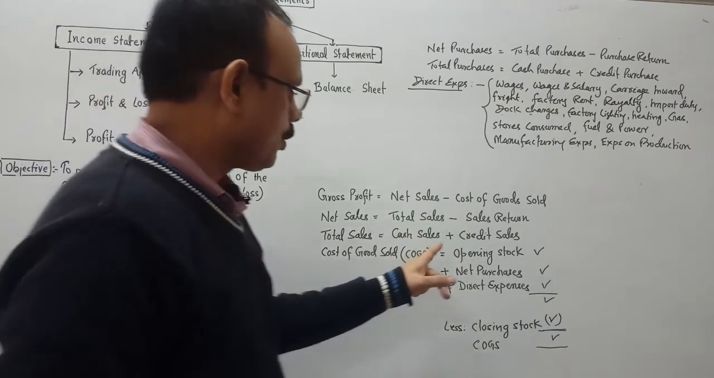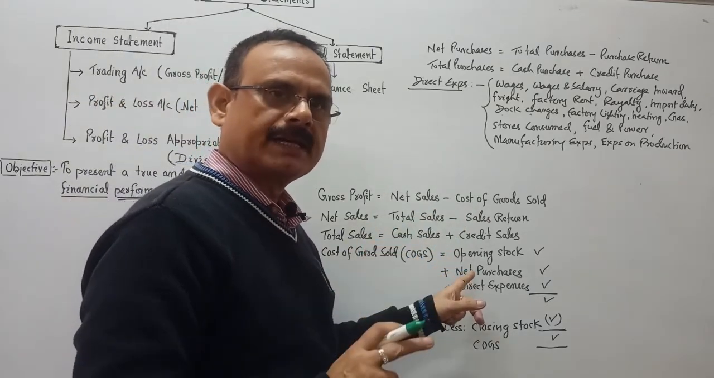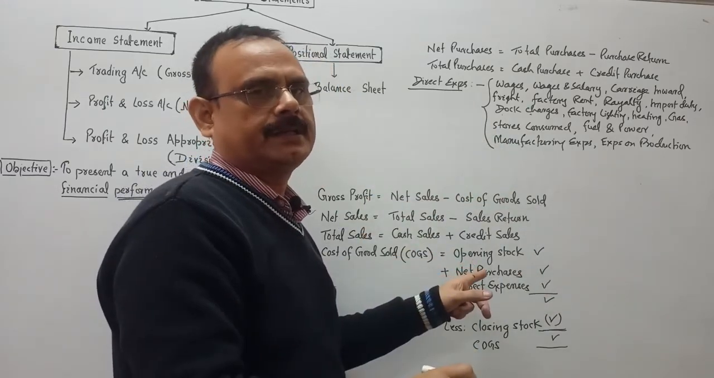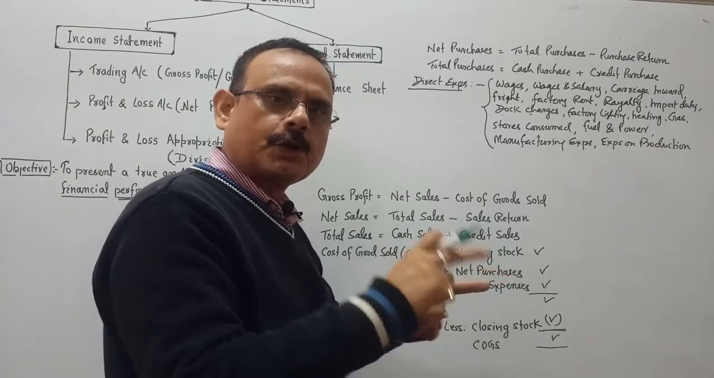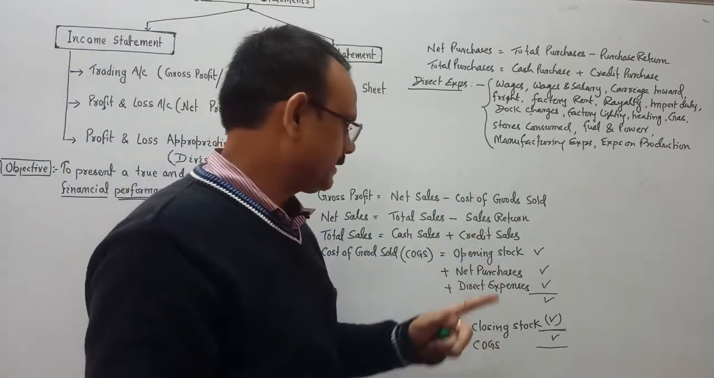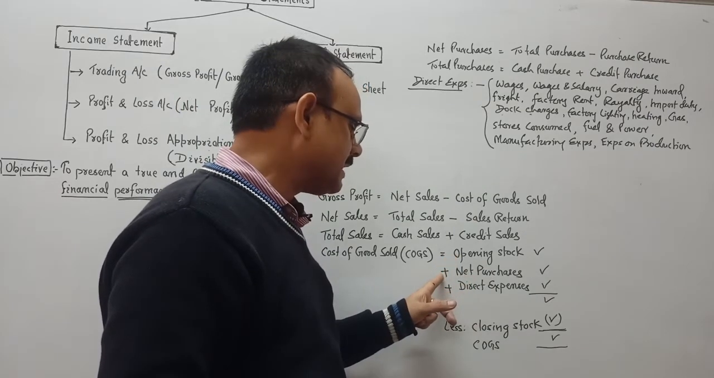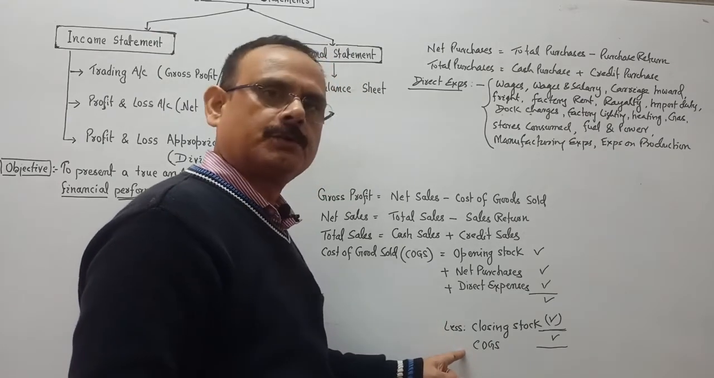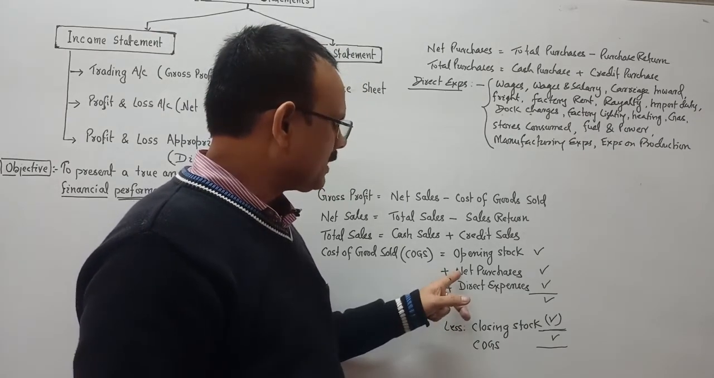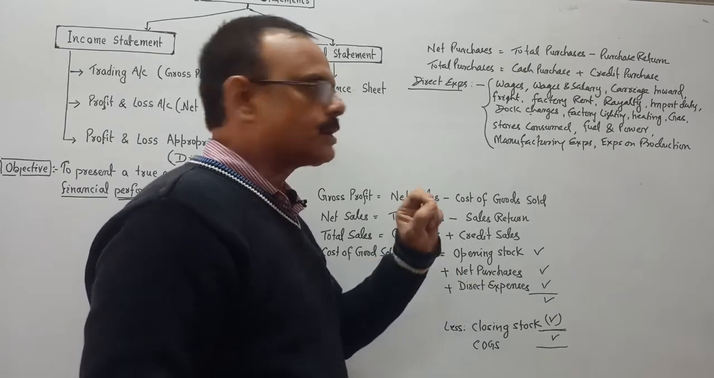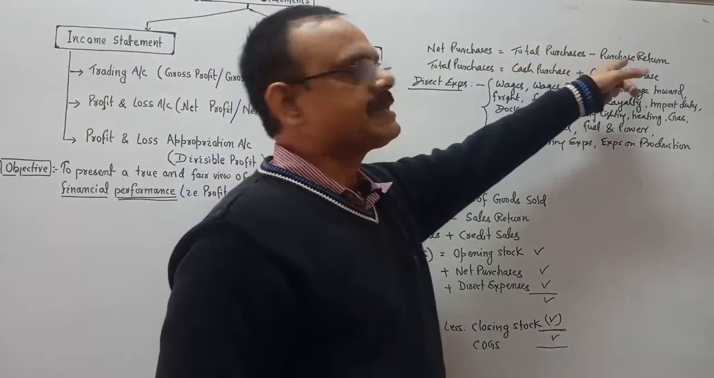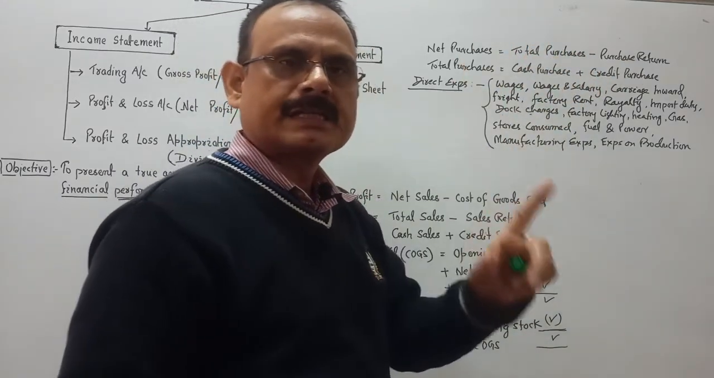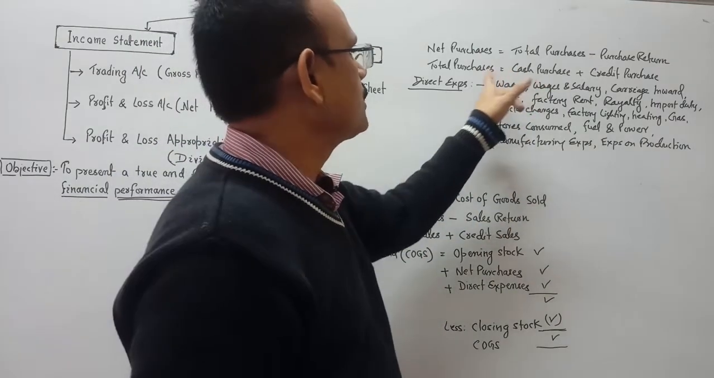Cost of goods sold is equal to opening stock at the first day of the financial year. The last year closing stock becomes the opening stock for this financial year, and this financial year closing stock will be the opening stock for the next financial year. So opening stock plus net purchase plus all direct expenses minus closing stock, you will get the cost of goods sold. Net purchase means total purchase minus purchase return. What is total purchase? Total purchase means cash purchase plus credit purchase.